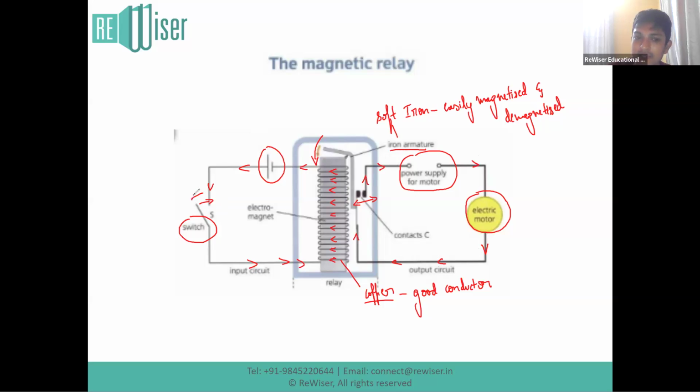Whenever you open the switch again, the current will stop flowing, which means the coil will get demagnetized, which means the iron armature will stop getting attracted and go back into position, because it would have been connected to a spring, which will spring it back up into position. And when that happens, the power supply is cut for the second circuit on the right as well. This is the principle of working of a relay.